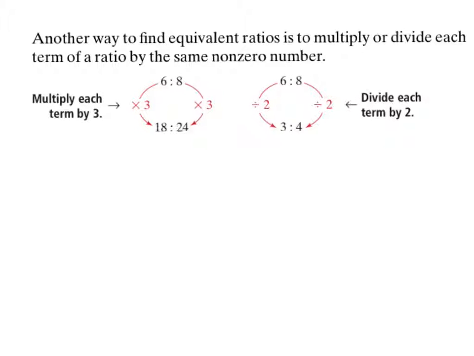Another way to find equivalent ratios is to multiply or divide each term of a ratio by the same non-zero number. So that just means if you're going to multiply, we would do 6 times 3 to get to 18 and 8 times 3 to get to 24. Or you could do it by division and just divide by the same number. So 6 divided by 2 gets us 3. 8 divided by 2 gets us 4. Just the same way when we were doing equivalent fractions, whatever you do to one number, you have to do to the other one for them to stay equivalent.